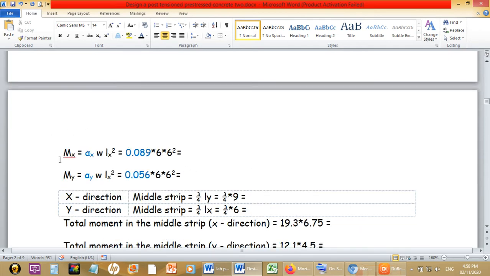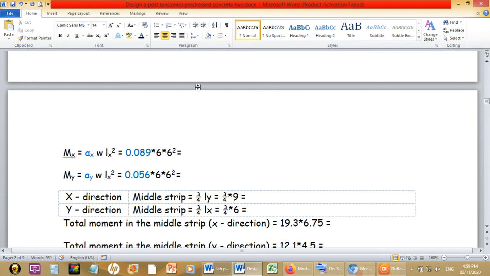Okay, so this is the formula in the IS code. Mx is nothing but alpha x w Lx square. Now a question may arise in your mind: why are we not using wu over here, only w? Why are we taking the value of w? Because in the given numerical it is said to check the given slab for the serviceability condition, and for the limit state of serviceability the value of w we are not going to multiply by 1.5, so that's why we have taken the value as w only.